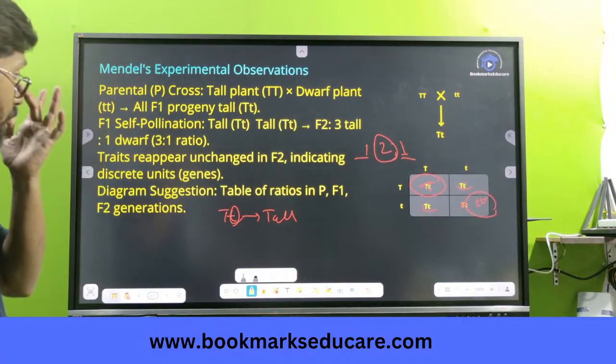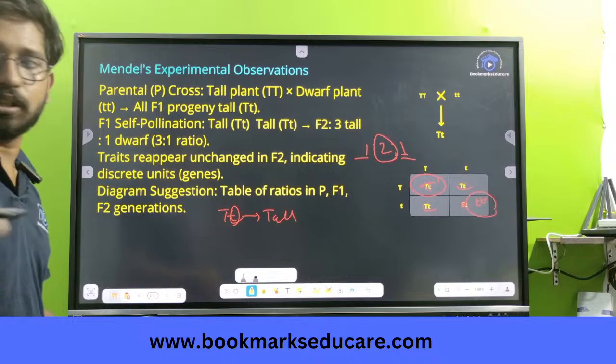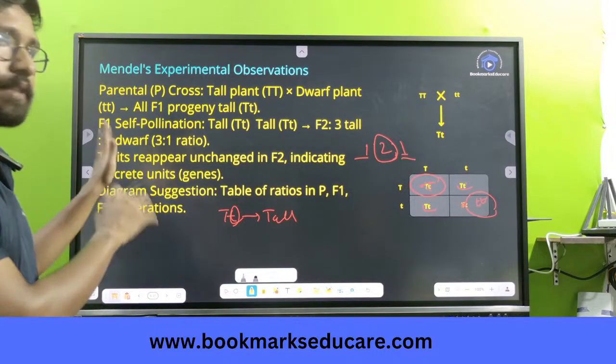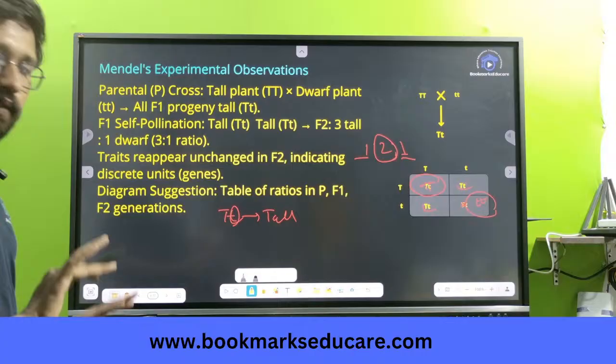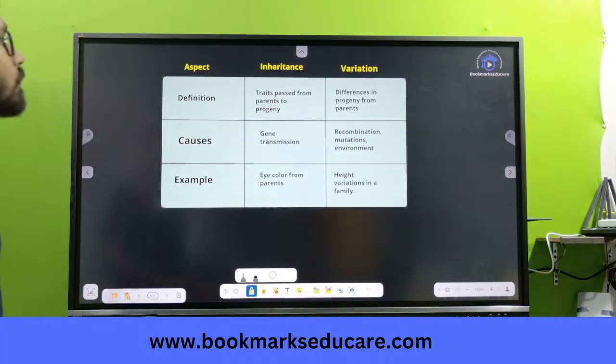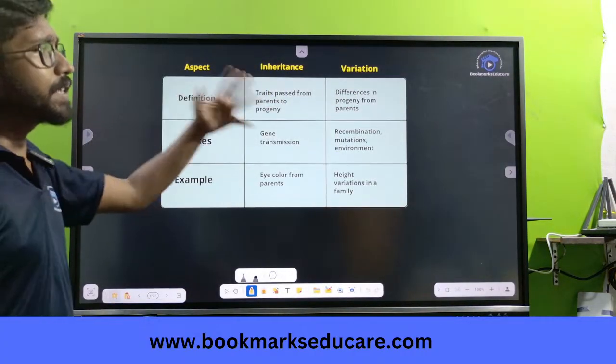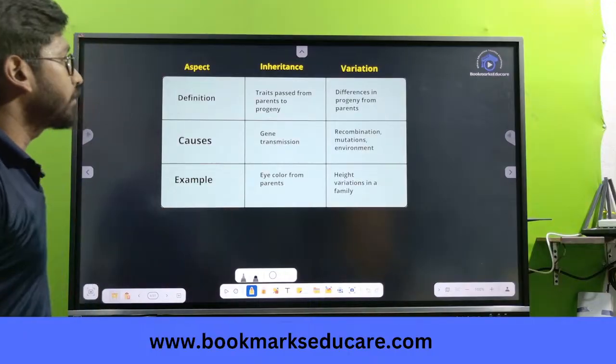So I think you guys understood it. Let's move on. If you have any question, just drop it in the comment box. After teaching you guys, I will see it and I will answer everything. Let's see the aspect of inheritance and variance from Mendel's perspective.